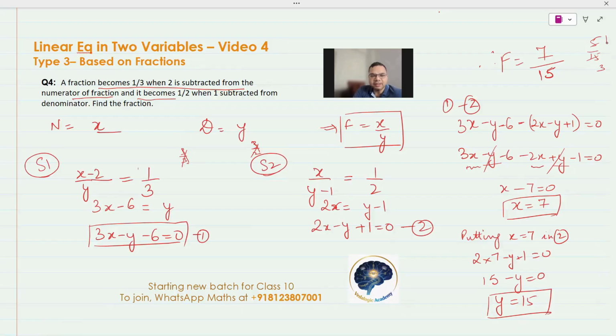The second scenario is it becomes 1 by 2 when 1 is subtracted from the denominator. So when 1 is subtracted from the denominator, it becomes 7 upon 14. 7 is 7, 7 twos are 14. Again 1 upon 2. So this seems correct in both the scenarios. So we can say the answer is 7 upon 15. We have found out the fraction.